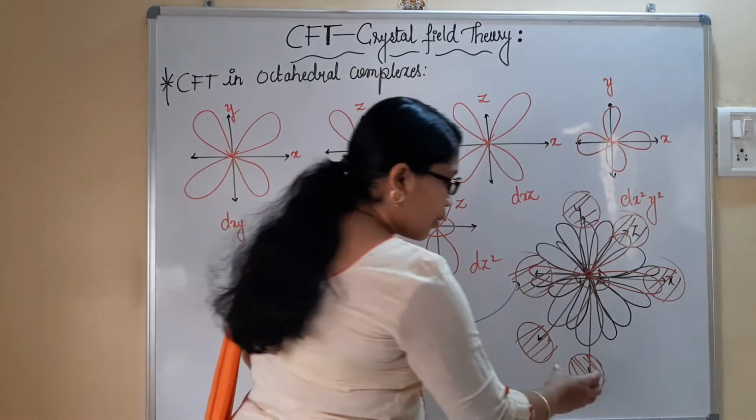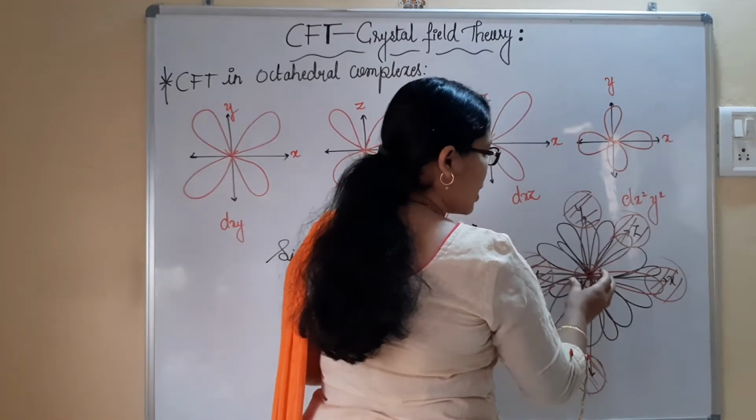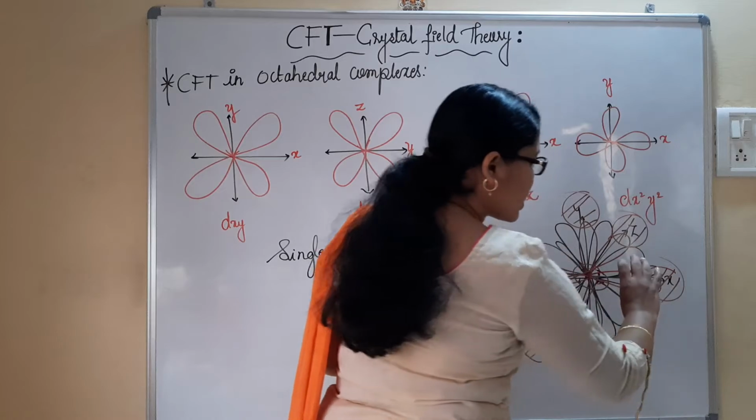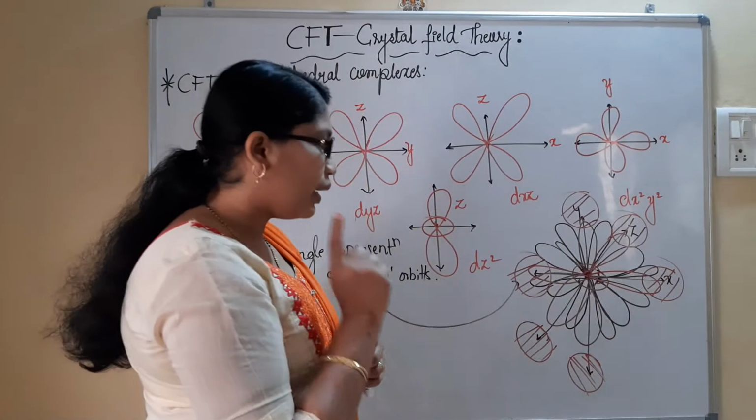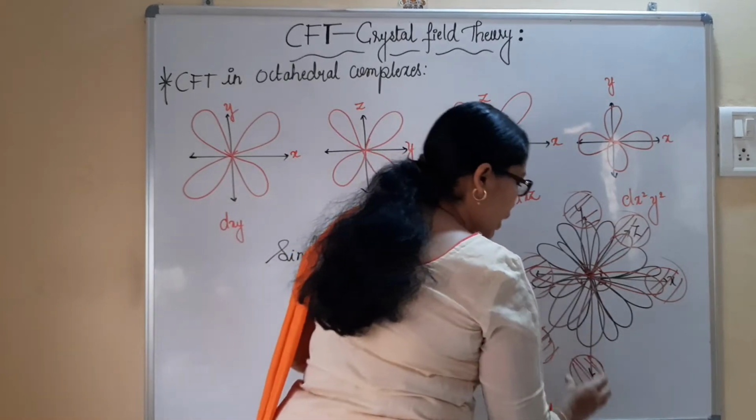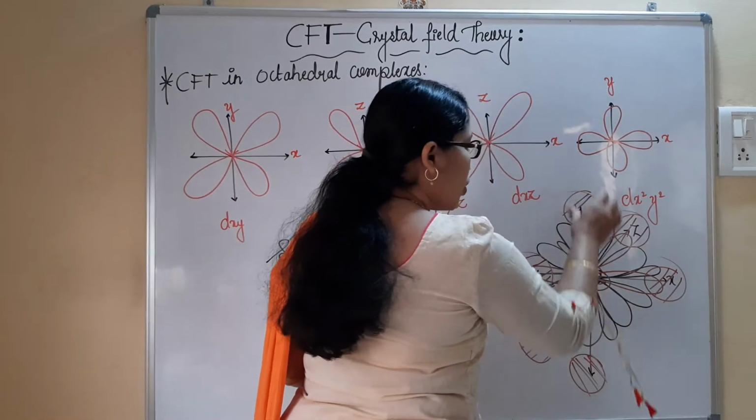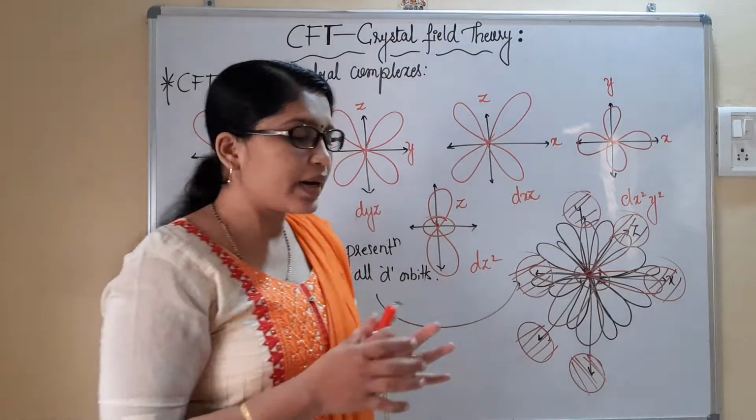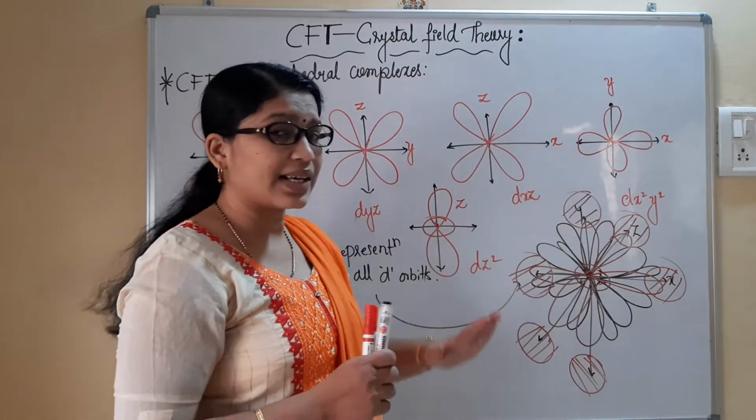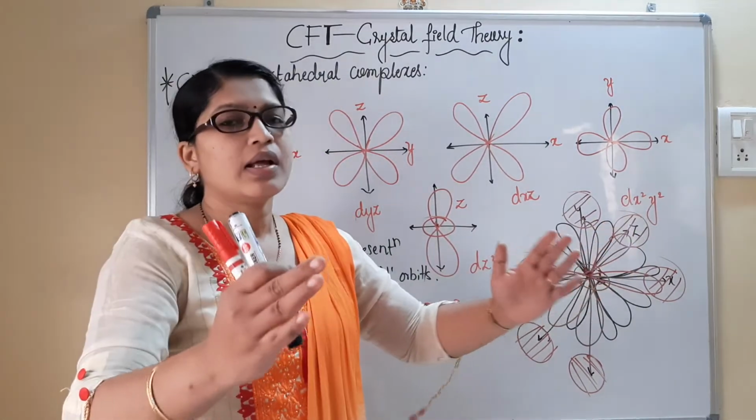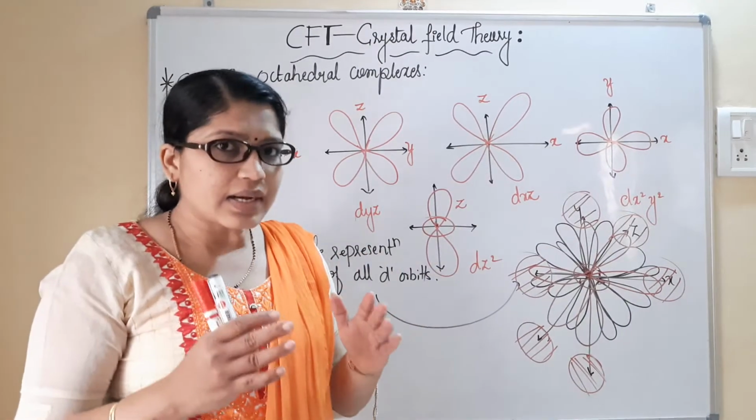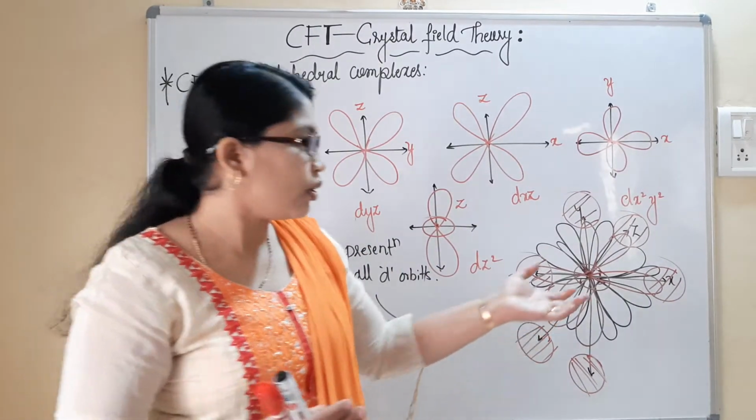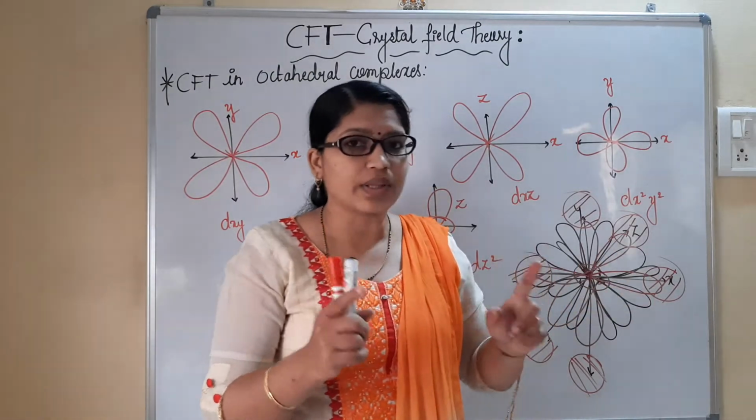When the ligands are approaching, just think that ligands are approaching along the axis. I repeat my word. When ligands are approaching along the axis, then what happens? The ligands are going to be repelled by the orbitals which are present along the axis.